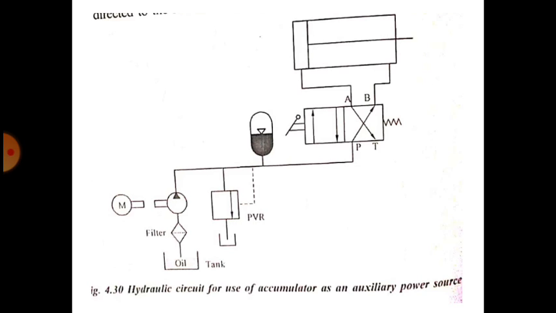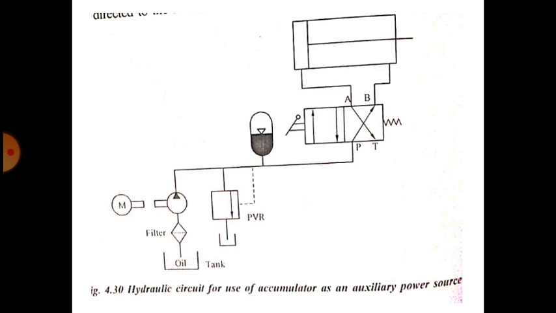So this is the circuit diagram where we are going to use this accumulator in the circuit. All the components here we have shown by symbols. Tank, that is the reservoir, that is the symbol for reservoir. Next there is a symbol for filter. Next, symbol of pump. Next, symbol of pressure relief valve. Next is the symbol of accumulator. Next is the symbol of direction control valve, a 4/2 direction control valve. After the direction control valve there is an actuator, a linear actuator on which load is acting.